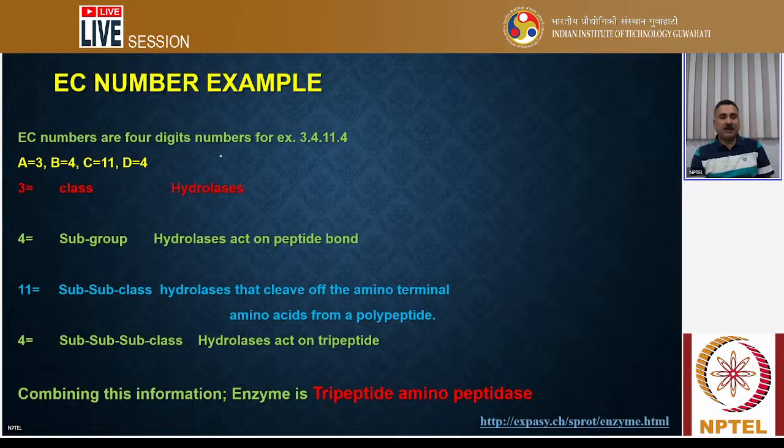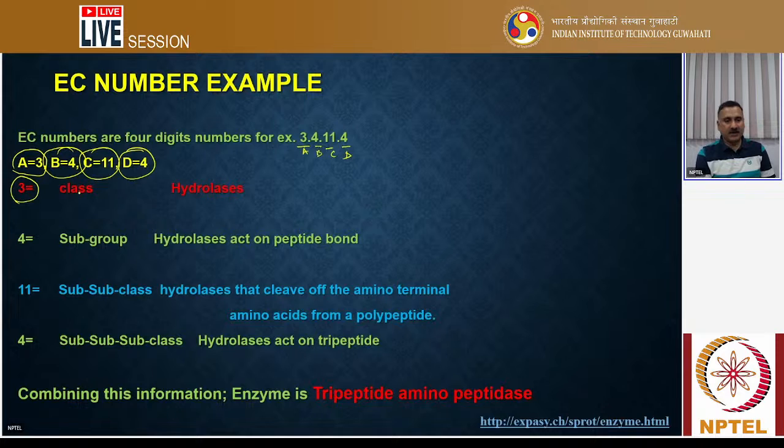So let's take an example. I got the EC number as 3.4.11.4. So this is the EC number, this is A, this is B, this is C, and this is D. A is 3, B is 4, C is 11, and D is 4. So A is 3, which means the third class. So what is the third class? Hydrolase. Now, within the hydrolase, you have a subgroup, and within this subgroup you have the number 4.